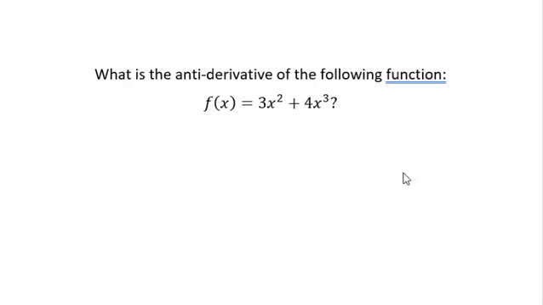Okay, so let's solve the following problem. It's asking us, what is the antiderivative of the following function? F of x equals 3x squared plus 4x to the power of 3. First of all, we need to remember that the antiderivative of a function is the opposite of a derivative. So basically, we need to find the function that when differentiated will give us this answer, 3x squared plus 4x to the cube.